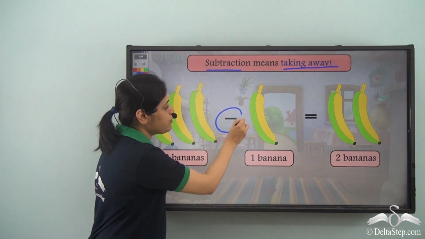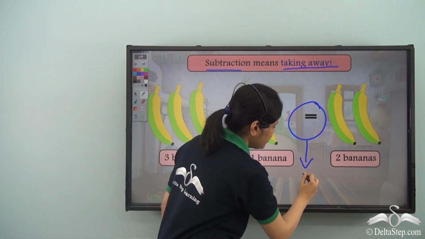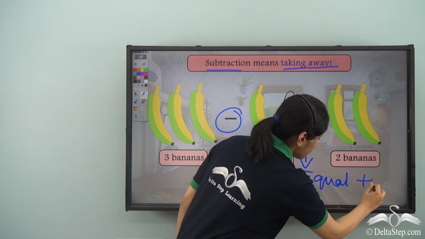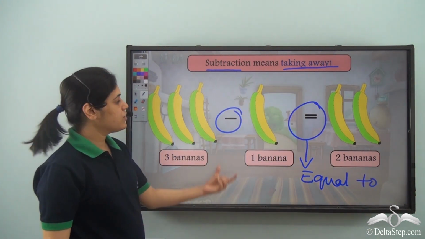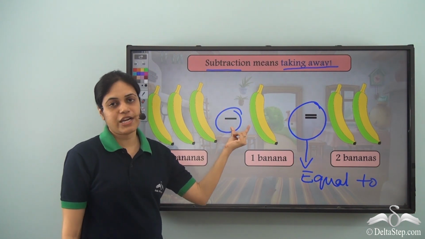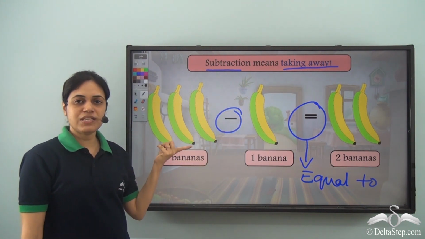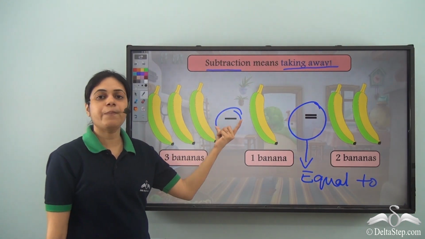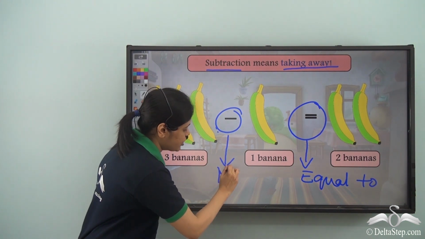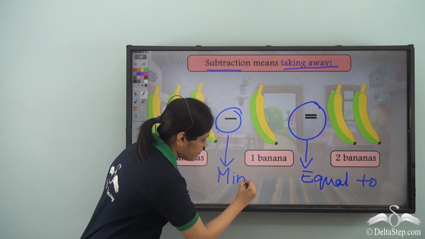And what are these symbols? So you know this symbol. This symbol is the equal to symbol, right? But this is a new symbol. It denotes subtraction. So when you take away something from something, you denote it by this symbol. This is the symbol for subtraction. We also call it the minus sign.